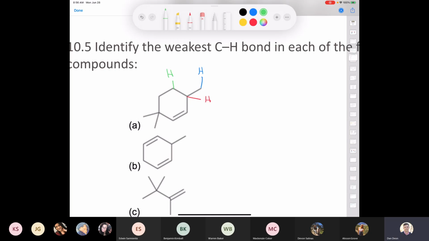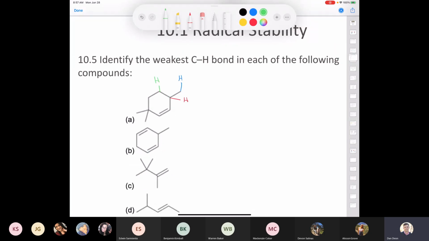Oh, this is good. We get some hot debate here. Okay. We got a few different ideas. All right, I like the way you guys think. Okay, so I see a few people are saying the blue one. Let's give it a shot.